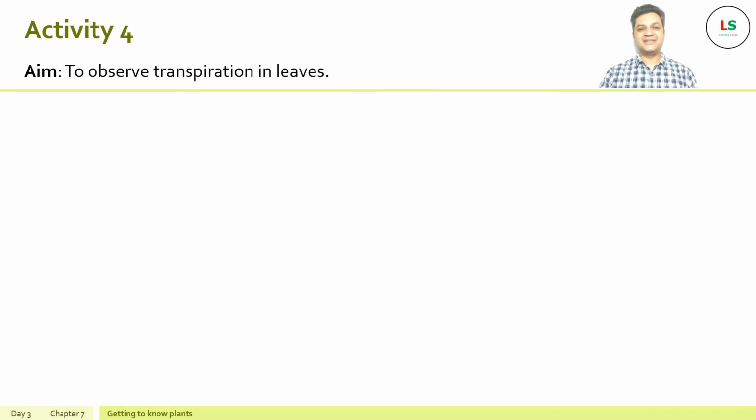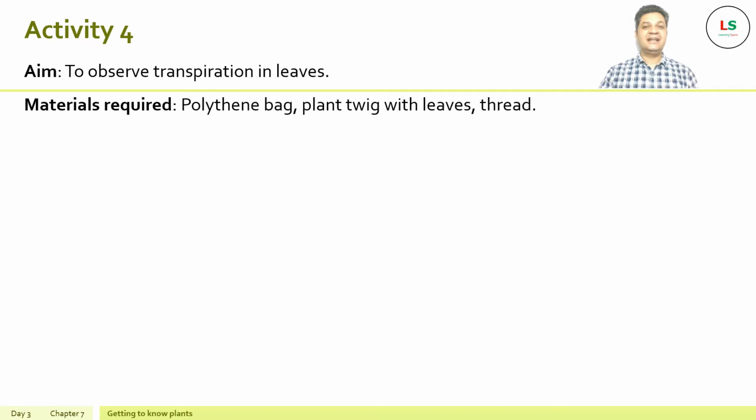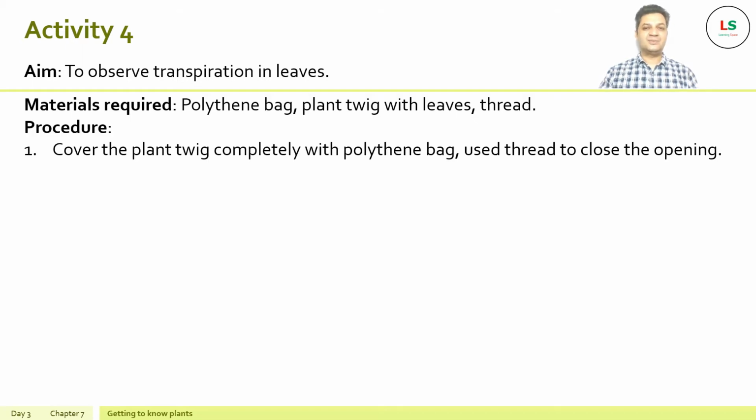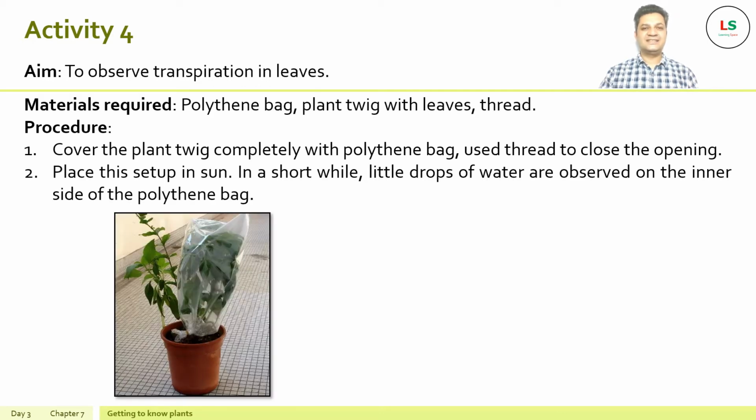Let's begin with an activity. The aim is to observe transpiration in leaves, and we are going to require a polythene bag, a plant twig with leaves and a thread. Now the procedure: we'll cover the plant twig with the polythene bag and close the loose end with the thread. Once it is done, we can place the setup to receive sunlight.